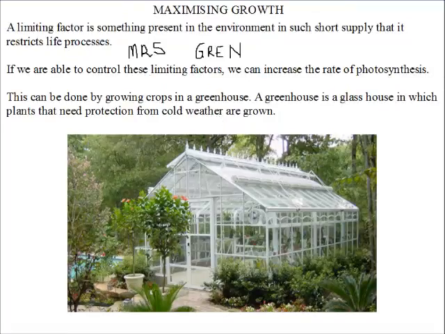This is done in this glass house here. This glass house is called a greenhouse. A greenhouse is a glass house in which plants that need protection from cold weather are grown. The name is green, but it is not green. It is called green because it is supporting green plants and protecting them from harsh weather conditions.